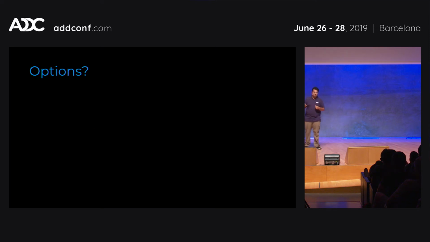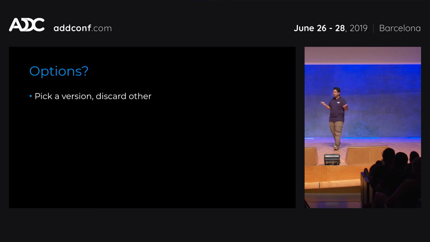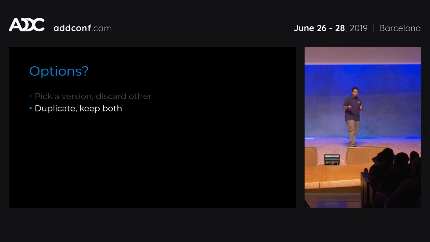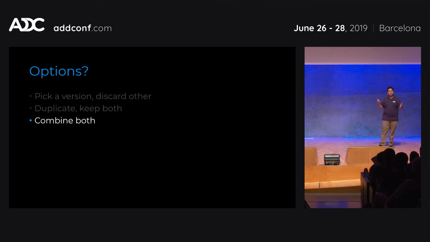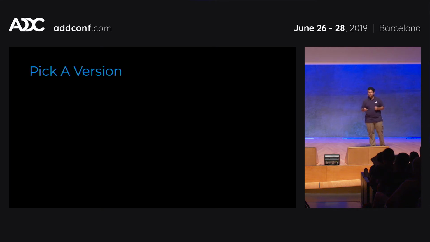So what are some options? First, pick one, throw the other away. Fairly obvious. Another one, duplicate them and keep both of them. So you just make a copy and say, my note is now 2 notes. And the third one is you find a way to combine them into one version. So let's start with each of these options.